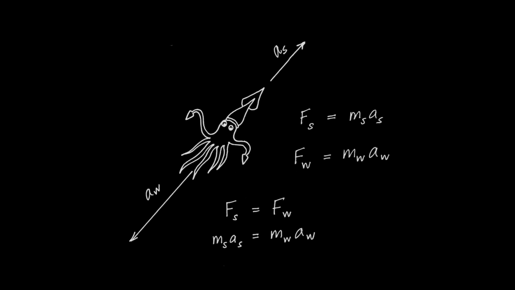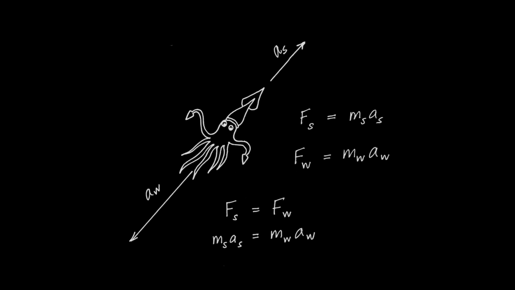In this case, the force that would be exerted on the squid can be calculated by taking the mass of the squid and multiplying by the acceleration of the squid. The force exerted on the water is the mass of the water times the acceleration of the water, but these two numbers are going to work out to be exactly the same. They're opposite in direction, so I might say that one force is positive and the other force is negative. Nevertheless, the amount of force, the number of newtons, is equal.